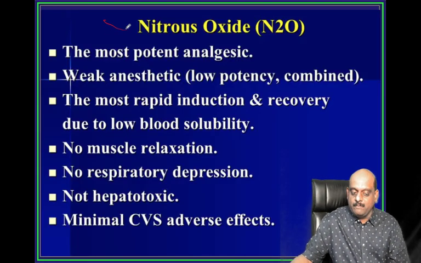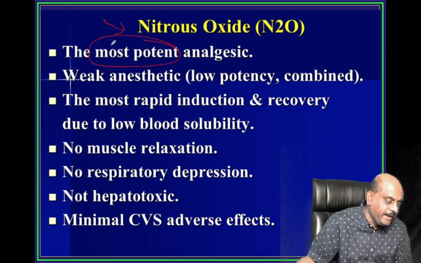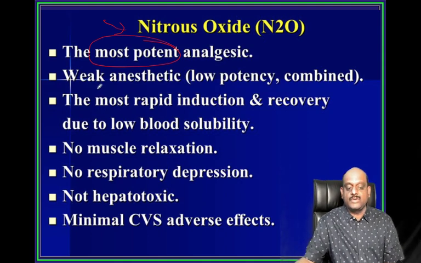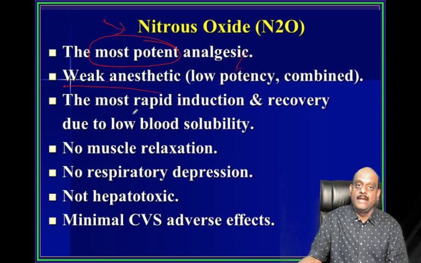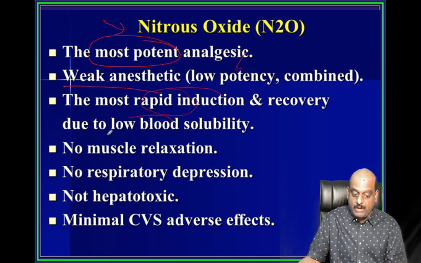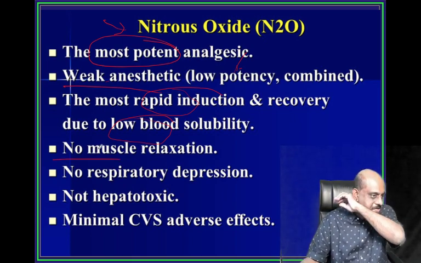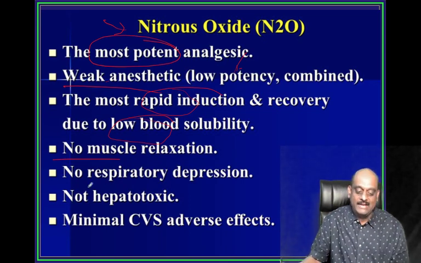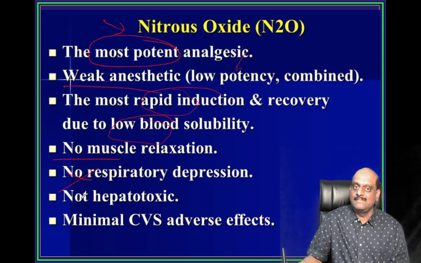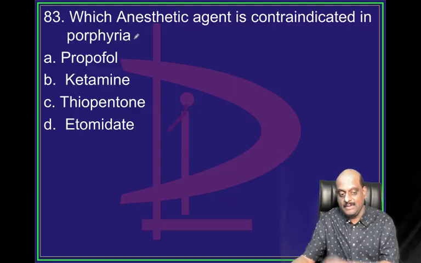So, one word about nitrous oxide. It is the most potent analgesic of all agents, but it's a weak anesthetic with low potency. It leads to rapid induction and recovery because of low blood solubility. No muscle relaxation. Nitrous oxide is not an anesthetic, not a muscle relaxant, only an analgesic. No respiratory depression, no hepatotoxicity, very minimal cardiovascular effects. That is why nitrous oxide is good even today.